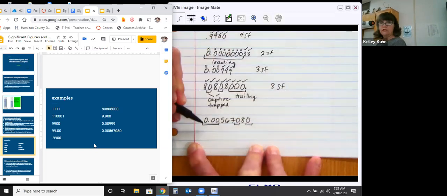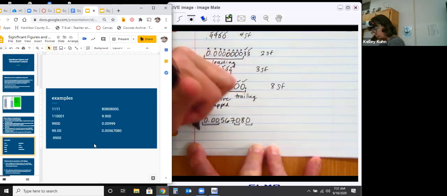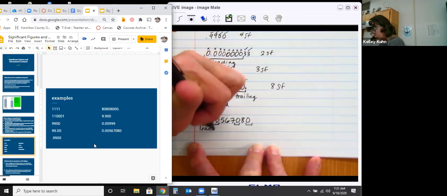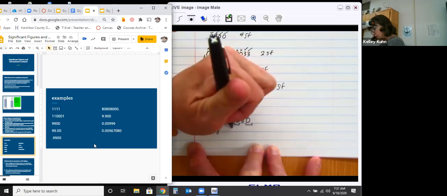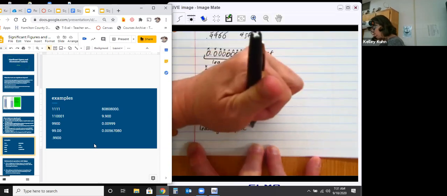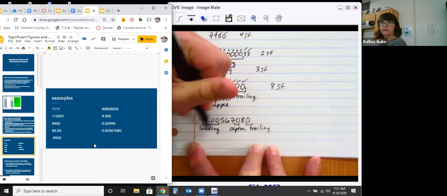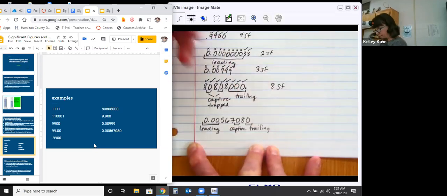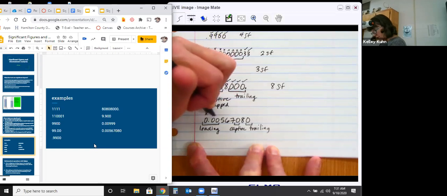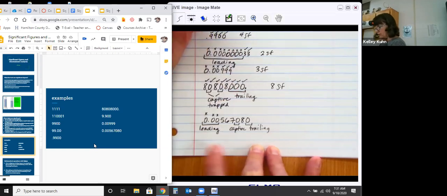What do we call the ones to the left? They're leading zeros. This one would be captive. And then this last one would be trailing. Do leading zeros count? No. They're there to show how small it is, but they're not considered a part of the measurement.